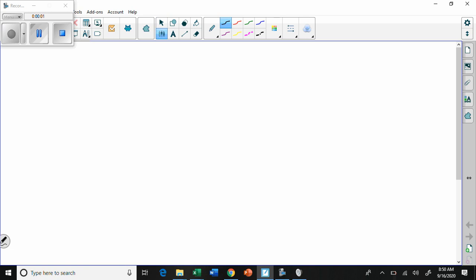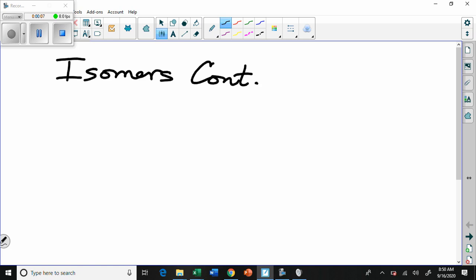Isomers part 2, or continued. So before we continue, let's just very quickly do a quick reminder of where we were. Let's first go to our glucose molecule, the example that we're using.